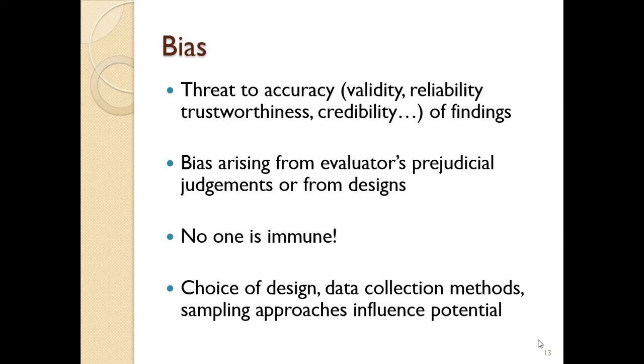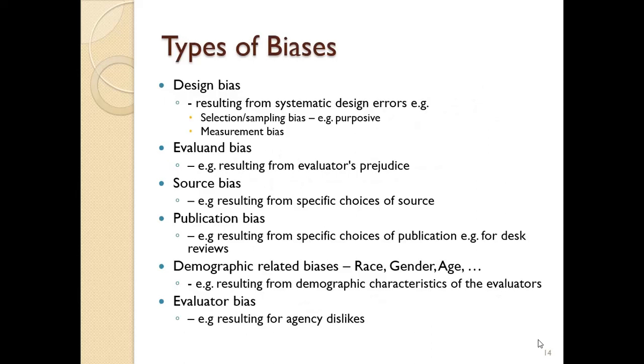No one is immune to biases in evaluation, but there must be some strategies to consider while designing the evaluation, while selecting the team that would do the evaluation, and also putting in measures to address biases that arise as the evaluation is happening. So you have design bias, which can result from systematic design errors, maybe in sampling or measurement. You have source bias resulting from specific choices, maybe you are more interested in men, and yet women are also affected by a cash transfer intervention. Publication bias results from specific choices of publication, maybe for a desk review you did not consider other sources for translation purposes.